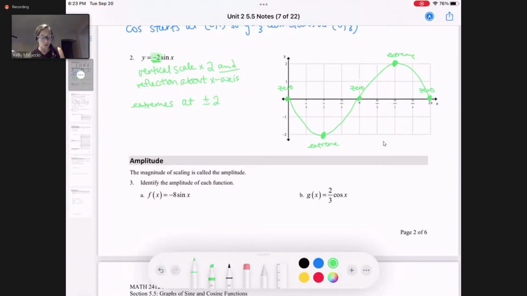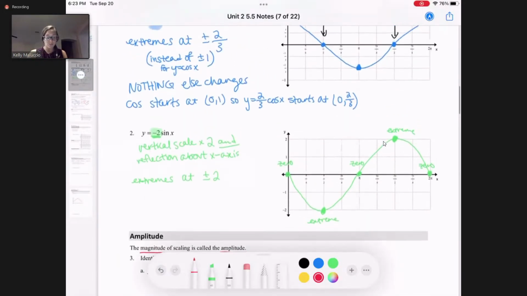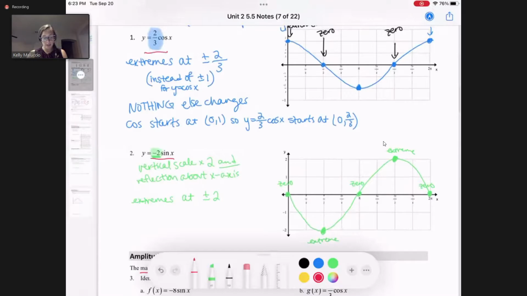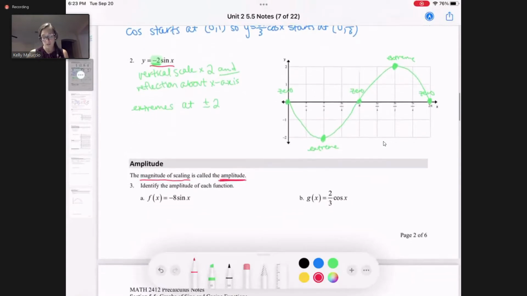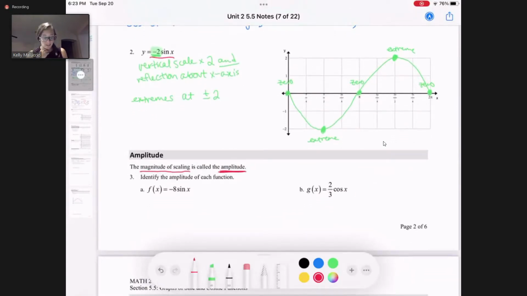Now, a term for this, so we're not looking at anything new here, but the magnitude of scaling is called amplitude. So looking at these previous problems, 2/3 cosine, -2 sine, the amplitude of these problems was 2/3 and -2, right? So now looking at this, we're not trying to trick you here. It's just terminology. My amplitude is -8. And again, my amplitude is 2/3, right? It's just this number.